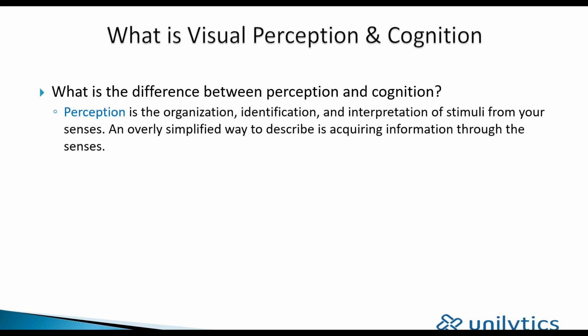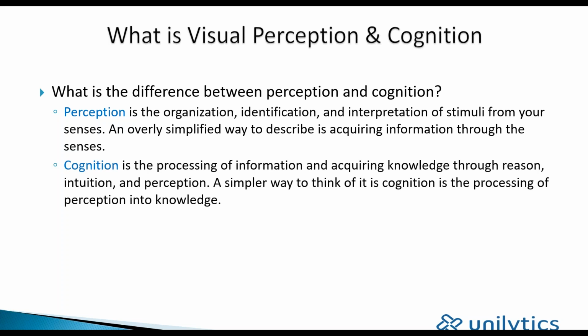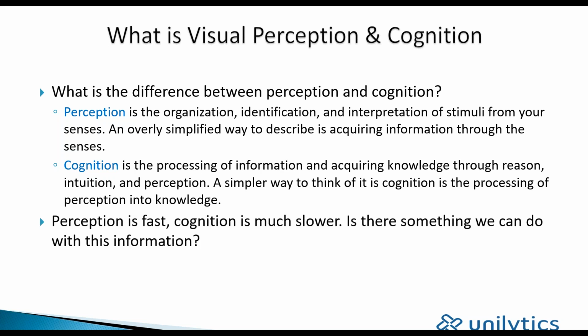So to start off with, the technical definition of perception is the organization, identification, and interpretation of stimuli from your senses, specifically in this case the visual sense. An overly simplified way to describe it is acquiring information through your senses, or in this case, your eyes. Cognition, on the other hand, is the processing of information and acquiring knowledge through reason, intuition, and perception. So that's a technical definition. What we really mean, in a simpler way, is the processing of perception and turning that into knowledge. The main difference between those is perception is very, very fast. Cognition is very, very slow.